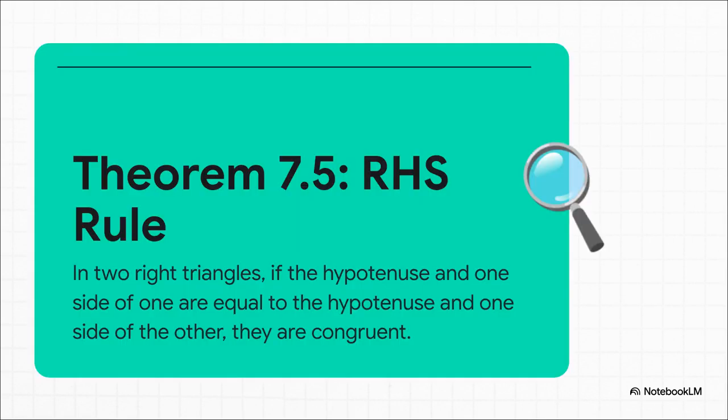And finally, our special rule, RHS. Now, this one is a VIP rule. It is only for right angle triangles. It stands for right angle, hypotenuse, and side. So if you have 2 triangles that both have a 90-degree angle and their longest sides, the hypotenuses, are equal, and one other matching side is equal, then they are congruent.